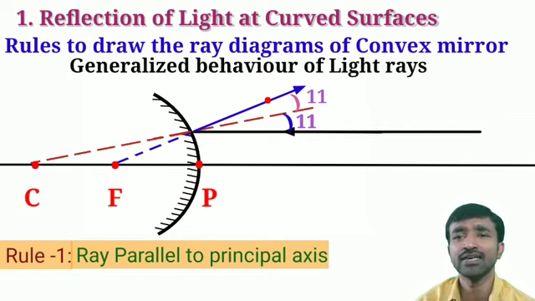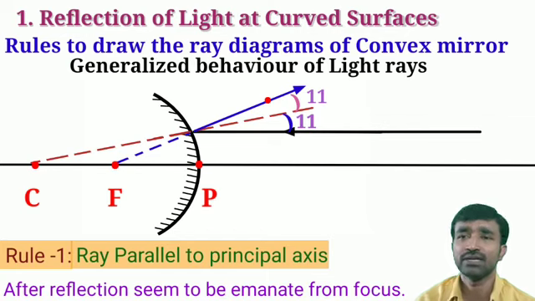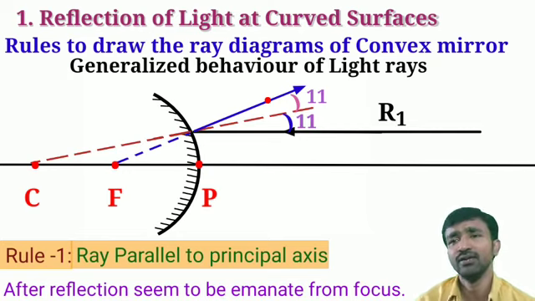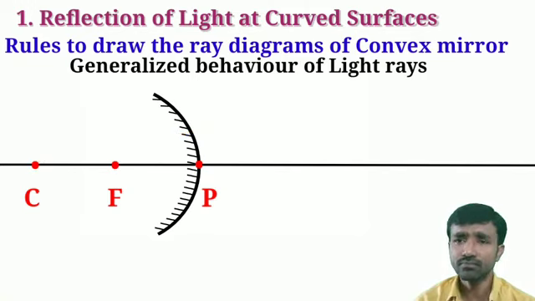So what we can generalize here: a ray which is parallel to the principal axis and incident on a convex mirror seems to emanate from the focus after reflection from the convex mirror. This is the generalization. This ray we can represent as R1, and we can use this ray in the construction of a ray diagram. Then we will go for the next rule.